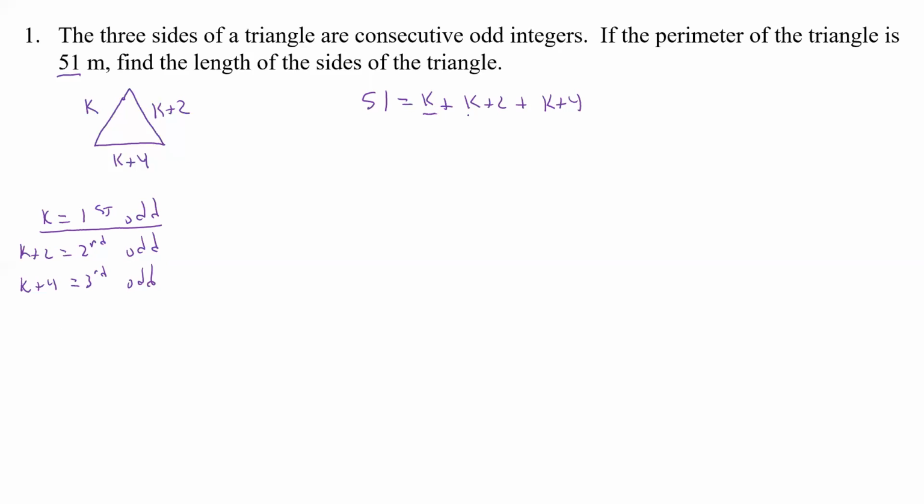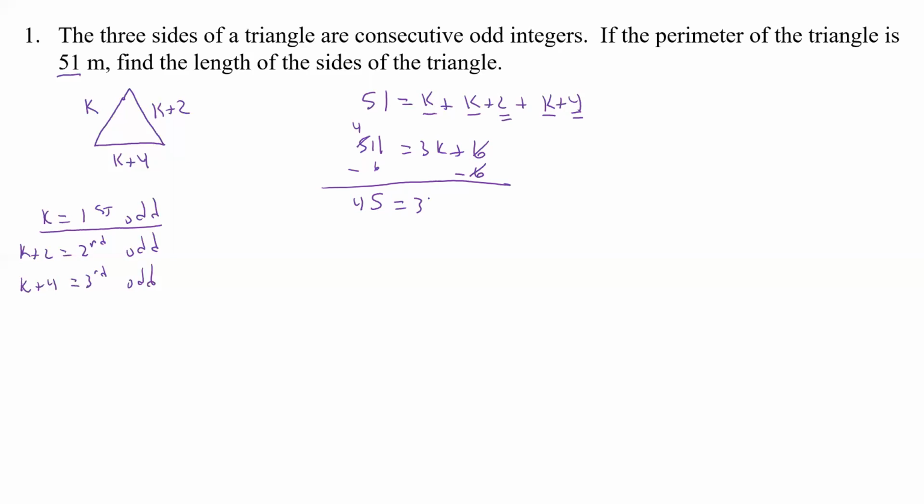So we have k, k, k, and 2 and 4. So 1, 2, 3k, so we have 51 equals 3k plus 2 plus 4, which is 6. Now we need to subtract 6 from the other side, and so that's gone. Now we have to borrow. 11 minus 6 is 5. 4 minus nothing is 4.